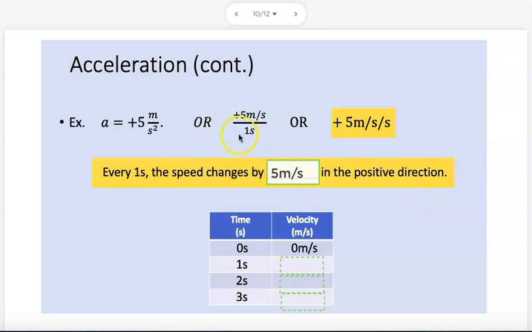Okay, so for every 1 second, you see the bottom of this, the speed changes by 5 meters per second. So if you started at rest, after 1 second, you're going 5 meters per second. After 2 seconds, you're going 10 meters per second. And after 3 seconds, you're going 15 meters per second. That is what acceleration means, and that is how we represent it in words, in numbers with units, and as a data table.